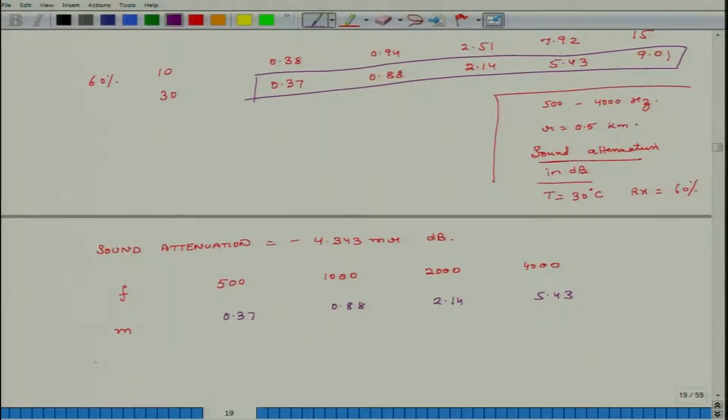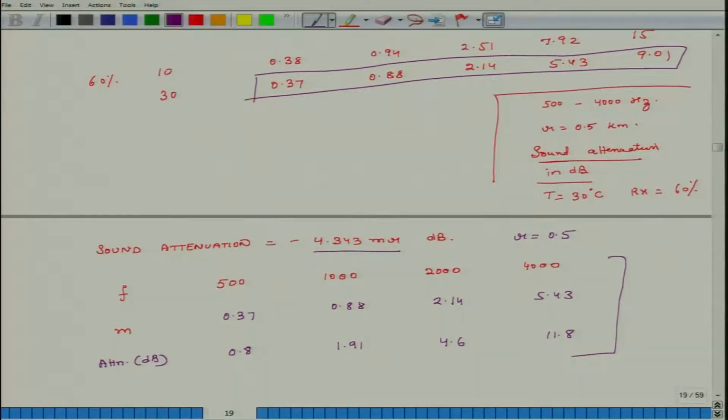and attenuation in decibels. How do we calculate it? We just calculate this term 4.343 times M times R, and R is equal to how much? 0.5. So, we are taking it in kilometers because M is given in kilometers inverse. If M was given in meters inverse, then we would have taken R to be 500 meters. Okay. So, this is important to understand. So, attenuation is 0.8 decibels, 1.91 decibels, 4.6 decibels and 11.8 decibels.